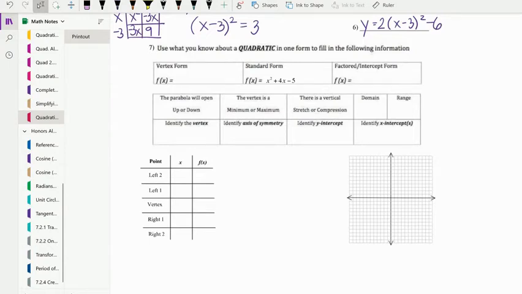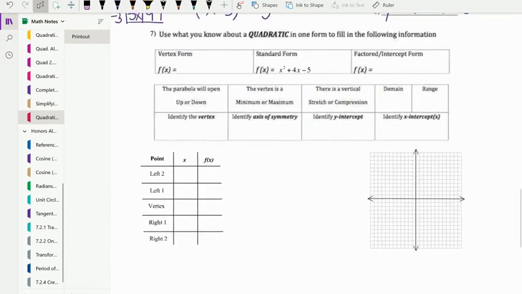So we're going to look at what we can answer right away. Looking at this, the a value is positive, so we know it will open up. The vertex, because it is opening upwards, is going to be a minimum. There is a vertical stretch or compression. There's actually none because the a value is 1, so it's not going to stretch or compress from the original parent function.